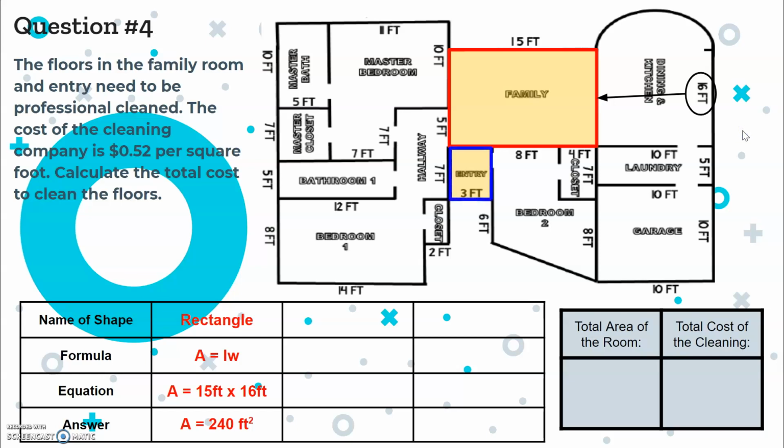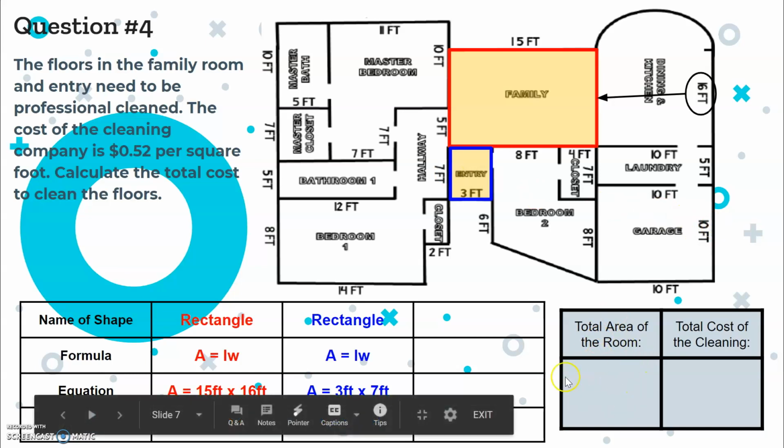Now my entry, which I'm going to put in blue, is a rectangle as well. Area equals length times width. Now I'm going to go ahead and put in my equation. Area equals 3 feet times 7 feet. Here's your 3, here's your 7. And then that's going to give me area equals 21 feet squared.